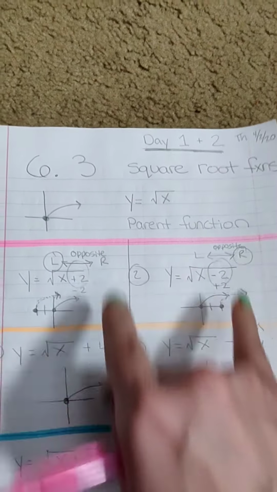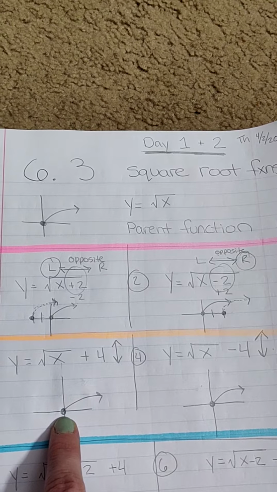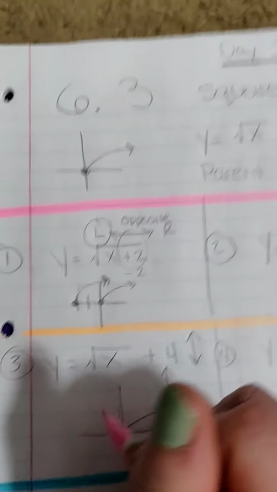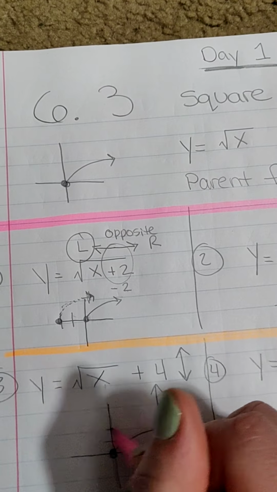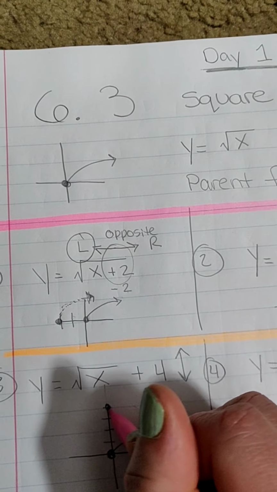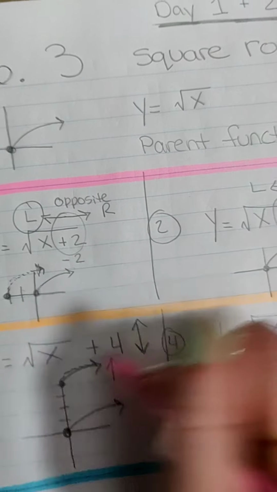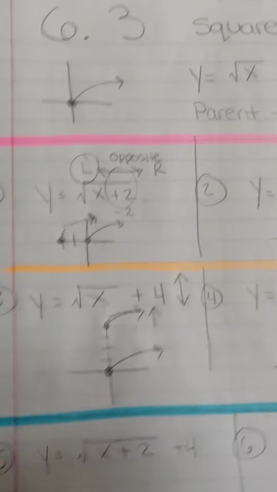Since this is a positive 4, from 0, 0, my graph is going to go up 4. So I'm going to go up 4. This one over here is going to go down 4. So I've got up 1, 2, 3, 4. Draw my dot. There's my new curve. Maybe I'll do it as a dotted line so you remember which one is the new one. All right. And over here, I have a negative 4. So I'm going to go down 4. Down 1, 2, 3, 4. Draw my dot. And here's my new curve.